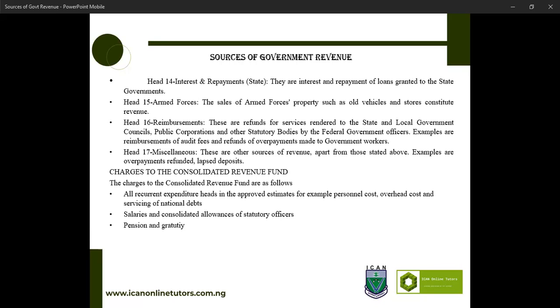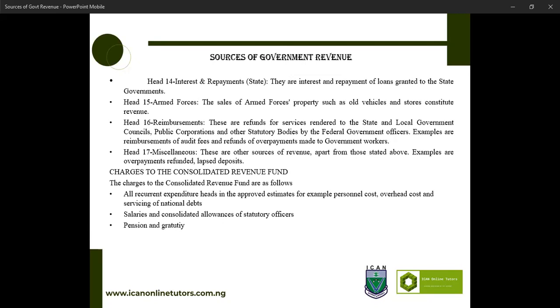Having recognized revenue that will be coming to the federal government account, which is the CRF, let us take a look at the charges, that is expenditure, to the Consolidated Revenue Fund account. The charges to the Consolidated Revenue Fund include the following. One, we have all recurrent expenditure in the approved estimates. Examples are personnel costs, where you pay wages and salaries, overhead costs, and servicing of national debts.